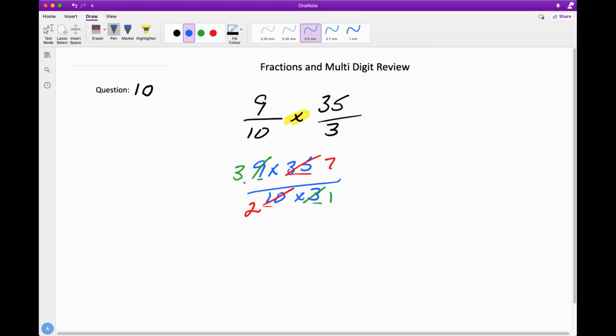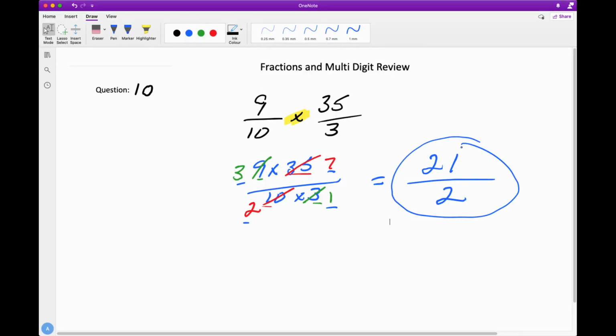Well, we have our 3 times our 7, which is going to be equal to 21. And we have our 2 times our 1, which is going to be equal to 2. So our final answer is 21 over 2.